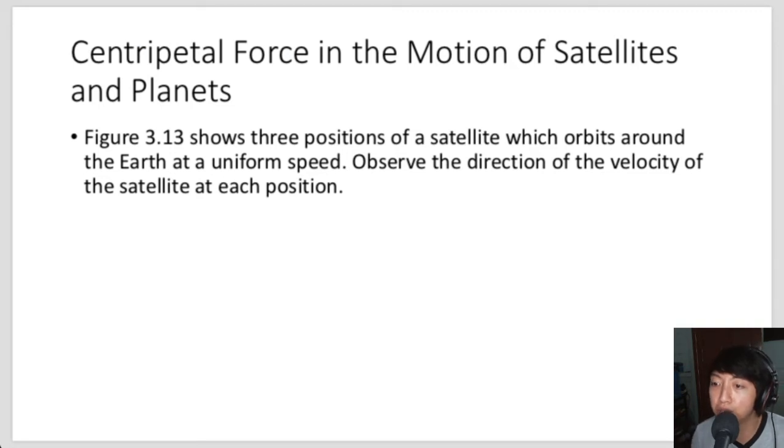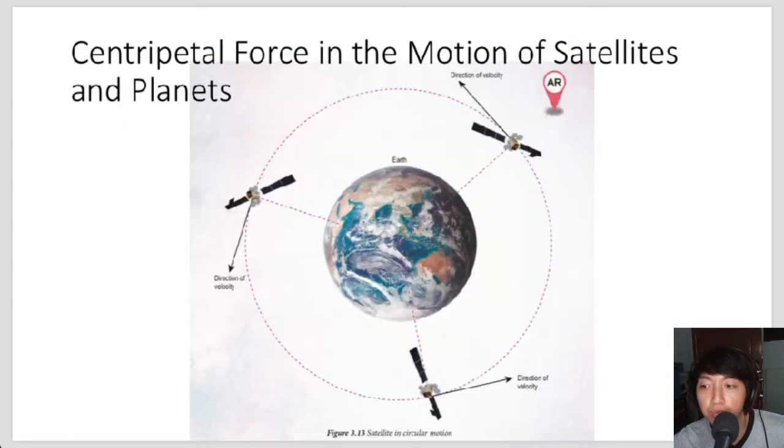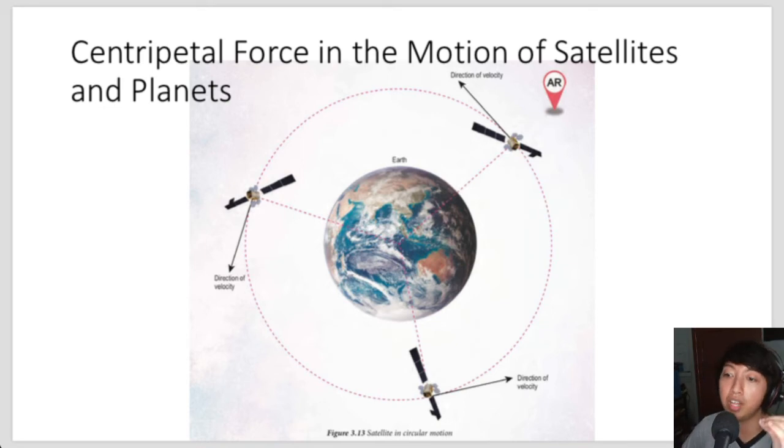Alright, so figure 3.13 shows 3 positions of a satellite which orbits around the Earth at a uniform speed. Observe the direction of the velocity of the satellite at each position. This picture is in your textbook. Now I want you to take a look at the picture. There are 2 forces working at the same time. We have the velocity, which is actually going away from the Earth. And we have the force of gravity, which is pulling the satellite towards the Earth.